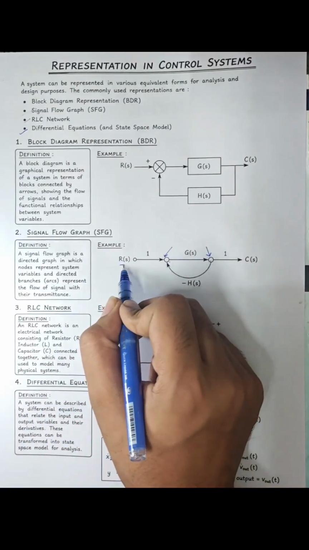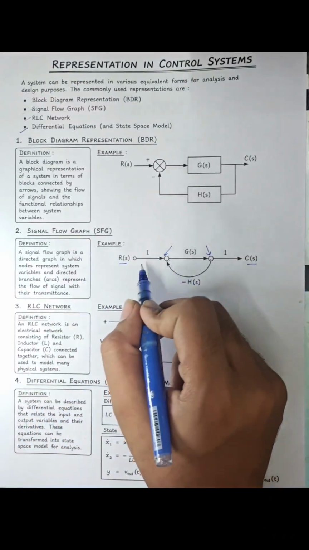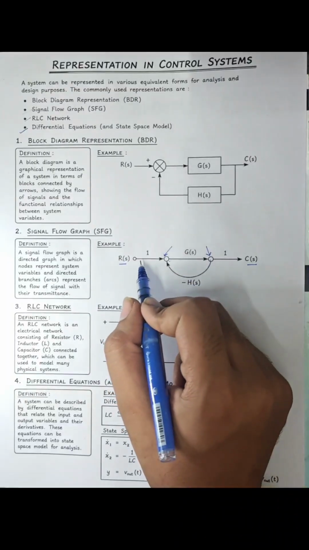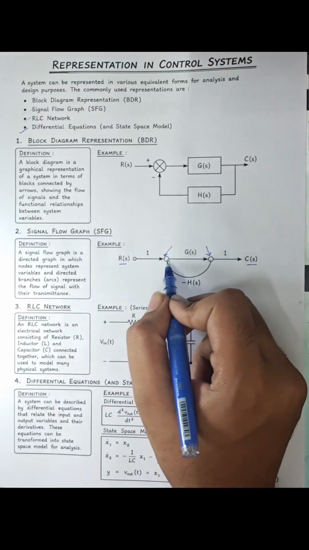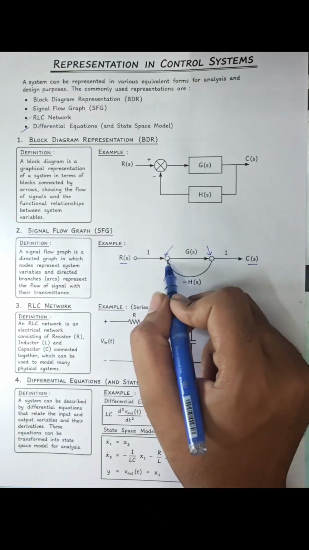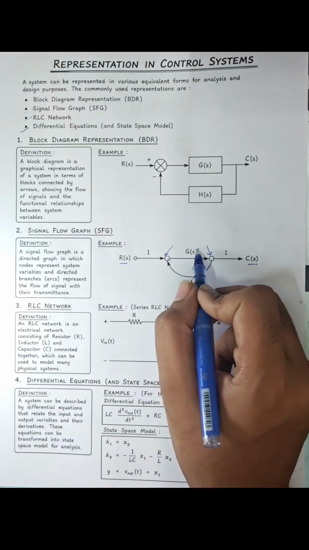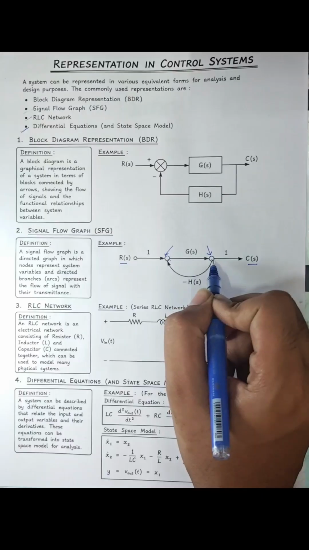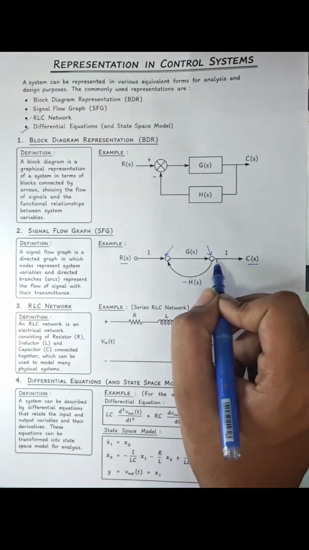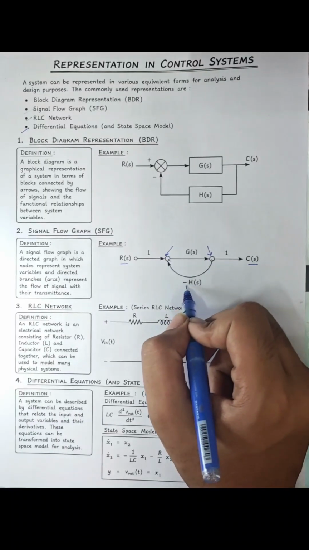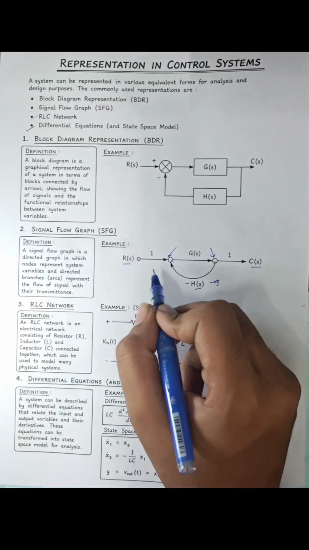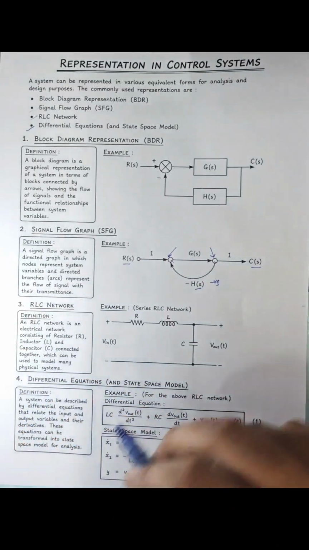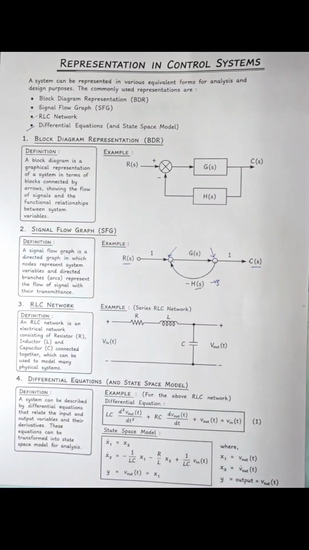Like if there is R(s) and C(s), what is the system here? R(s) is going to this node. This is one variable. Then this variable will go with the gain G(s) to the next variable and then go to C(s), and a feedback path of minus H(s), negative feedback, will move to R(s). So this is a basic understanding of signal flow graph.